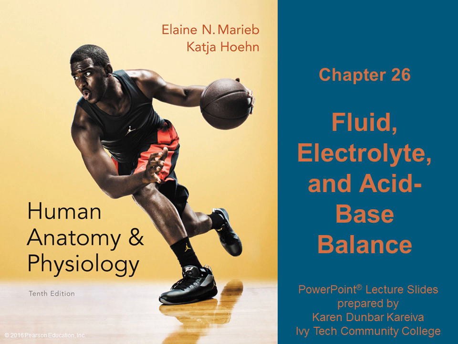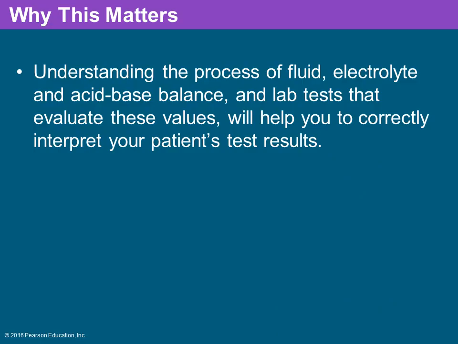This is chapter 26. It deals with the fluids, electrolytes, and acid-base balance that we see in the human body. Why is this so important? Because you have to understand the effects of maintaining proper balance for overall homeostasis. If, say, the acid-base balance gets upset, the body's going to make certain changes to try to bring it back into normal ranges. If that is not possible, you can end up in very severe, possibly even death situations.